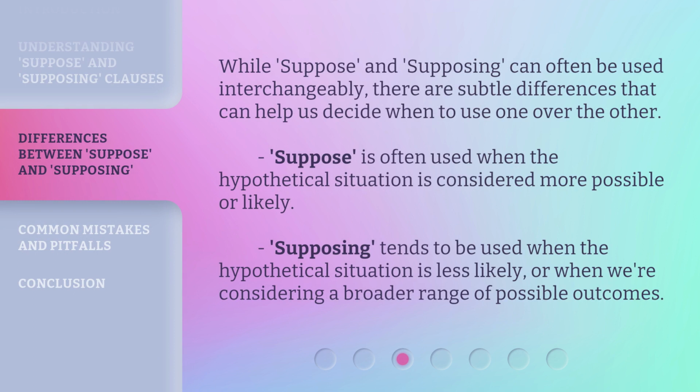While suppose and supposing can often be used interchangeably, there are subtle differences that can help us decide when to use one over the other. Suppose is often used when the hypothetical situation is considered more possible or likely. Supposing tends to be used when the hypothetical situation is less likely, or when we're considering a broader range of possible outcomes.